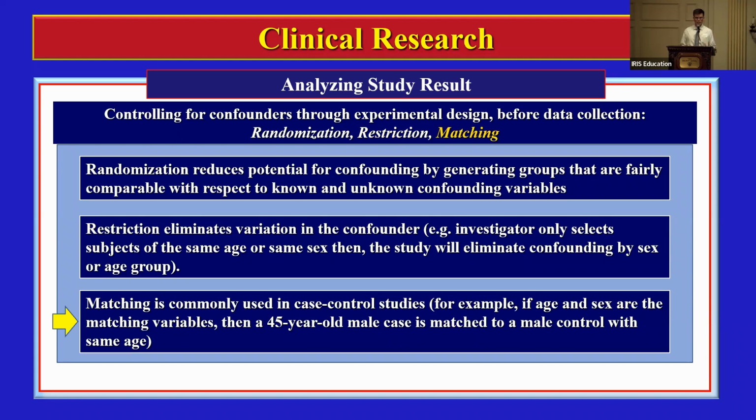Then we can also apply some matching. This is commonly used in case control studies. With matching, you match on a set of pre-identified confounding variables. So let's say, once again, we know age and sex are going to be our confounding variables. We would take a subject in our intervention arm and match them to a subject in our control arm who is a similar age and gender. That way you have a balance between your two study groups.